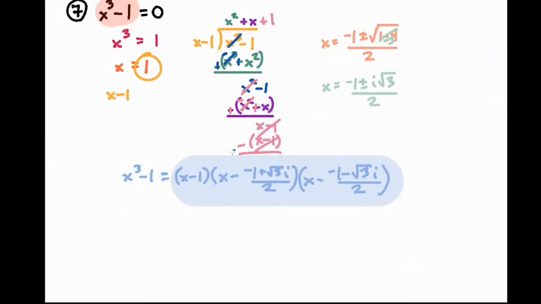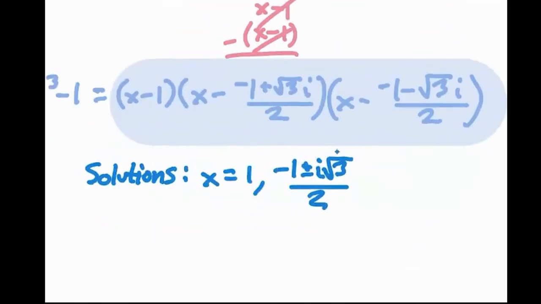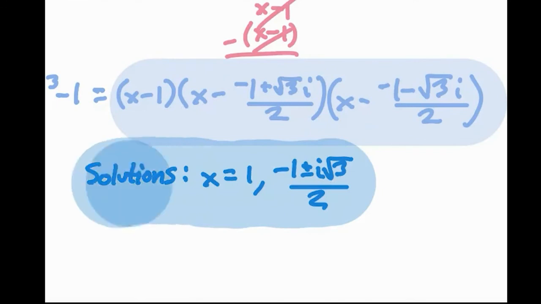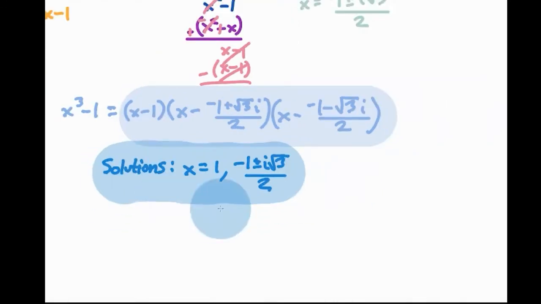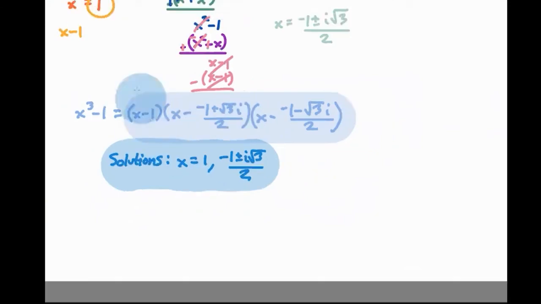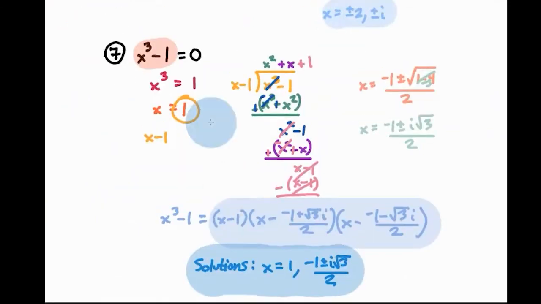Now we already found the solutions, but I'm just going to rewrite them because it does ask for those. So your solutions for this would be x equals 1, and then also x equals negative 1 plus or minus i root 3 all over 2. Okay, so we have the factored form, we have the solution, so we're officially done with that. We have 3 solutions in 3 linear factors, which we should have because it's x to the third minus 1.